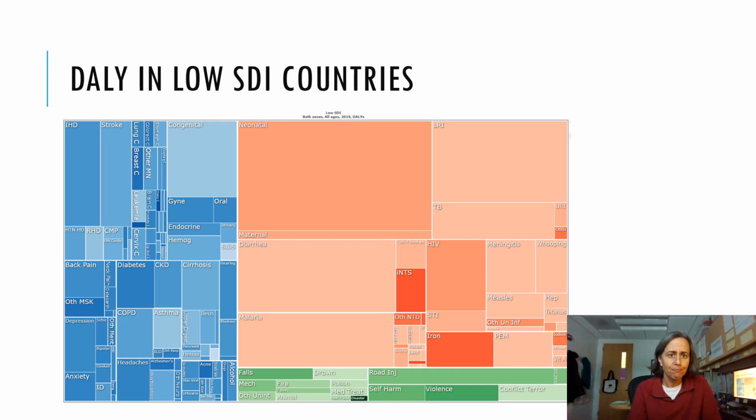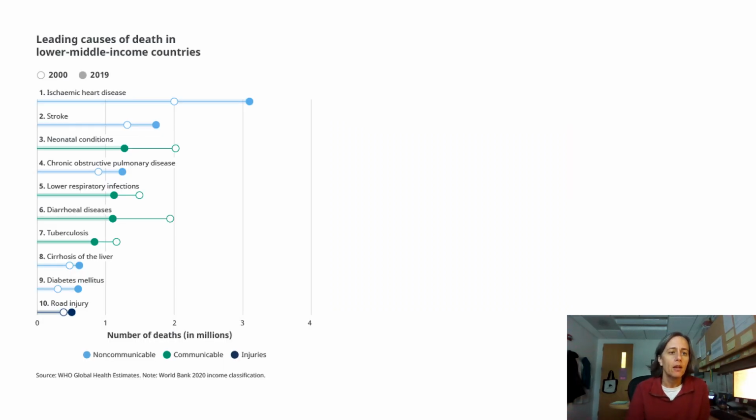diseases. And if we look at countries that have a low social developmental index, so countries that tend to be poorer or have fewer resources, less infrastructure, fewer systems in place for public health and medical care, we see a huge impact of communicable diseases in disability adjusted life years. So this is huge in many, many parts of the world. So if we look at lower to middle income countries, that's what we're looking at here.